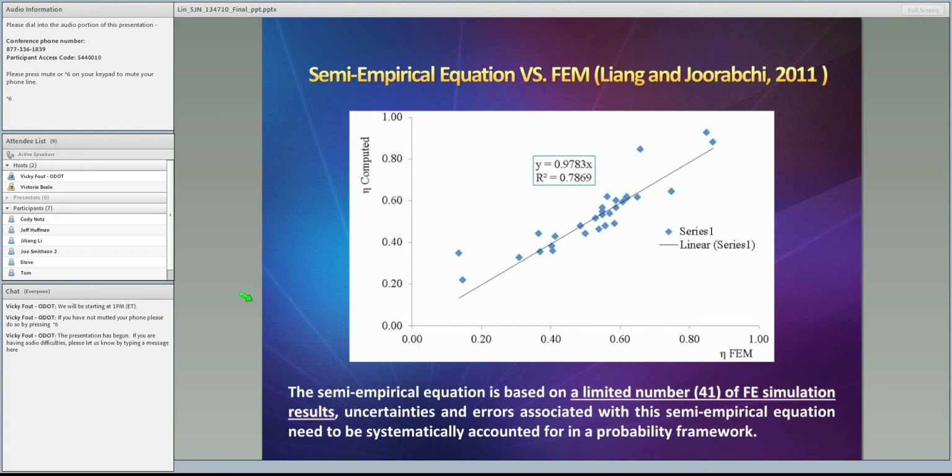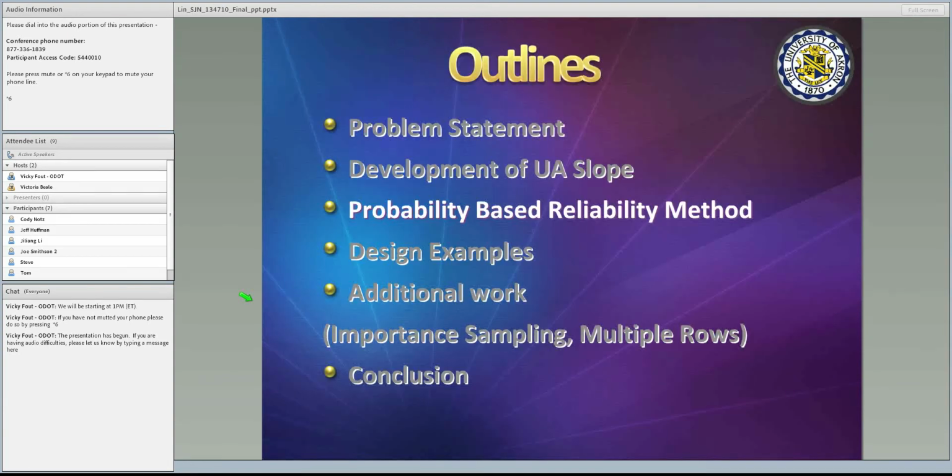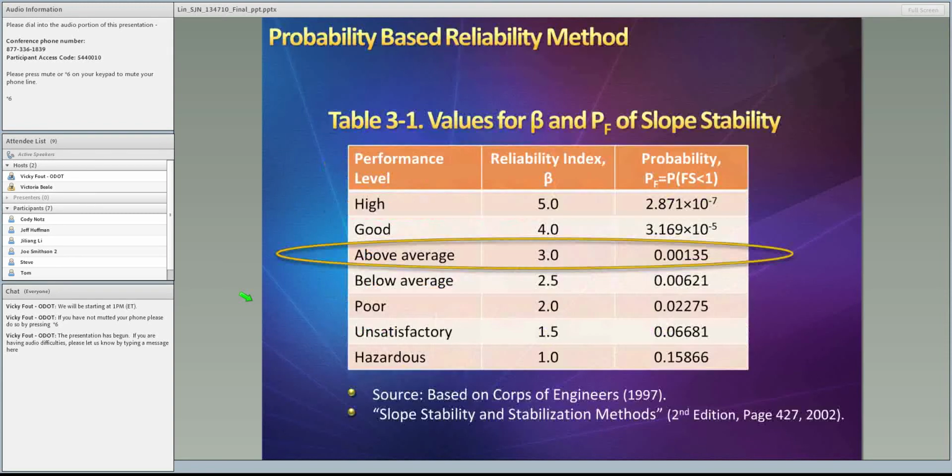So the third part is the probability-based reliability method. Usually in the deterministic part, we choose some kind of factor of safety, like a factor of safety equal to 1.3 or 1.5. In the reliability part, we have to choose another criterion to guide the design. So what kind of criterion should we choose?